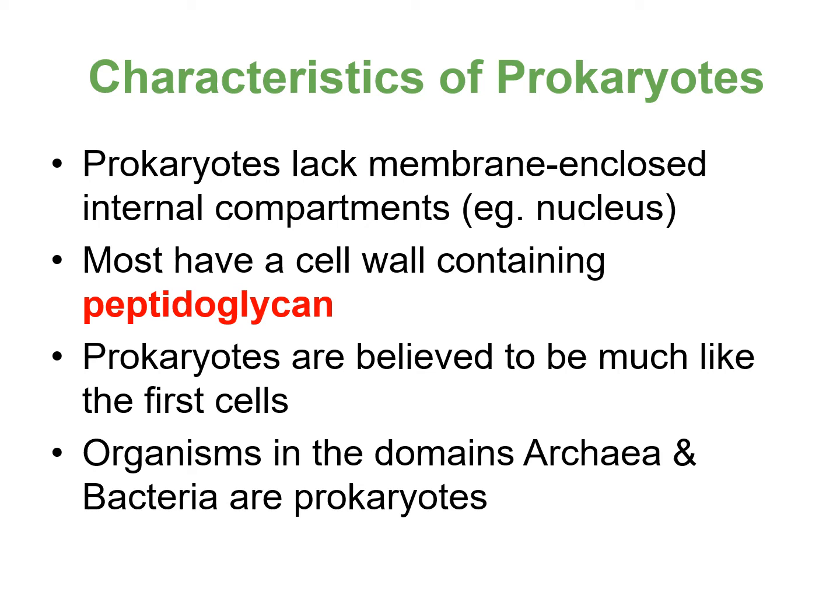Okay, so we know the characteristics of a generic cell: plasma membrane, some sort of DNA, cytoplasm, and ribosomes. Well, now we're going to compare different cell types. First up is going to be what is referred to as the prokaryotes. Prokaryotes, better known as the bacteria.